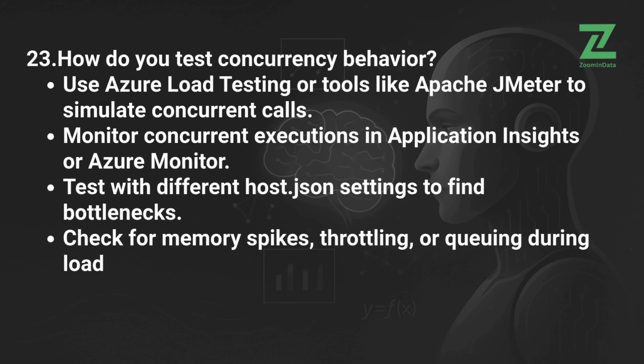How do you test concurrency behavior? Use Azure Load Testing or tools like Apache JMeter to simulate concurrent calls. Monitor concurrent executions in Application Insights or Azure Monitor. Test with different host.json settings to find bottlenecks. Check for memory spikes, throttling, or queuing during load.